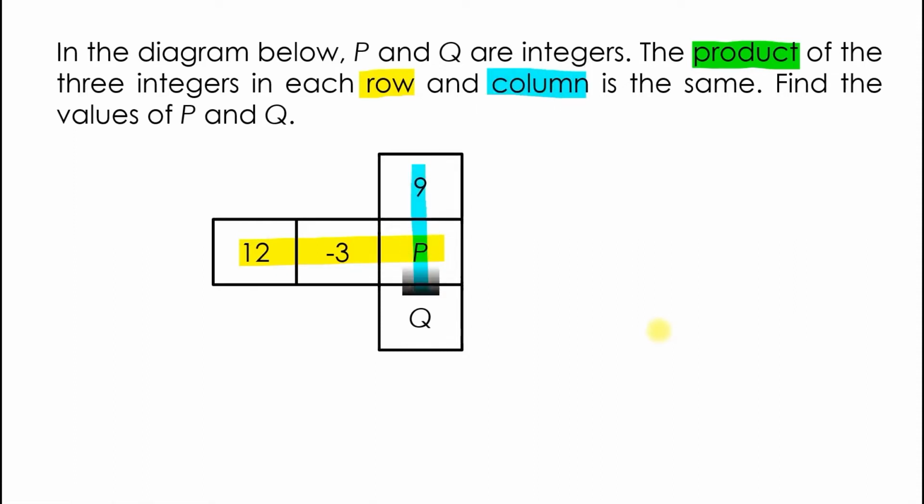Column on the other hand is these three, 9, P and Q. So if I were to take 9 and the values of P and Q and multiply them together, I would get another product. So what the question is trying to tell us is that we have to find the values of P and Q, but not just any value of P and Q. You want to find a value of P and Q in such a way that if you multiply all the three numbers in the row and you multiply all the three numbers in the column, you must get the same product. Okay, so that's the objective of our question today.